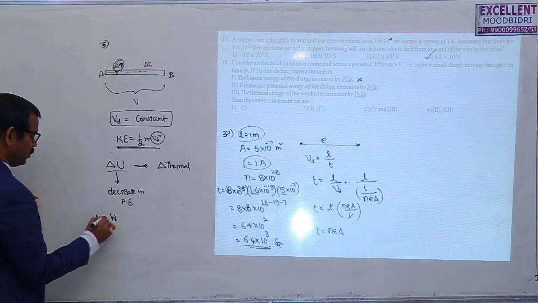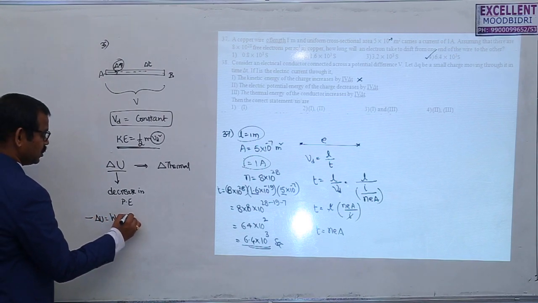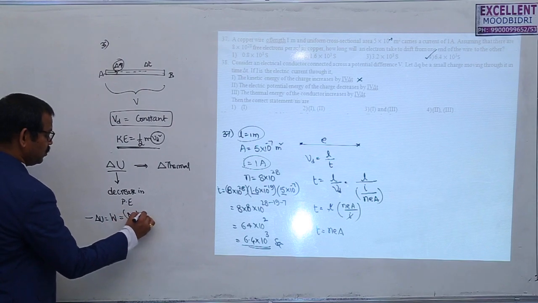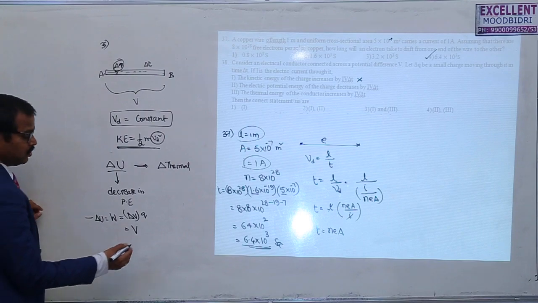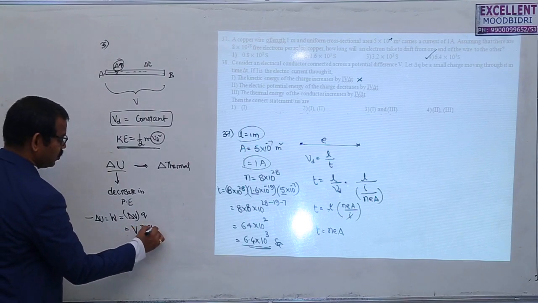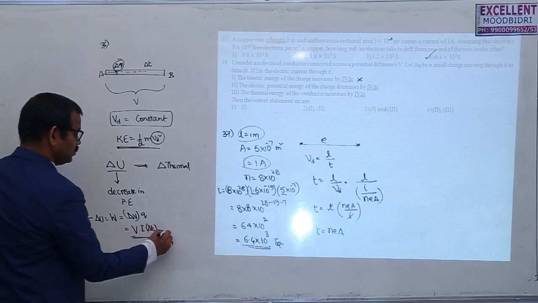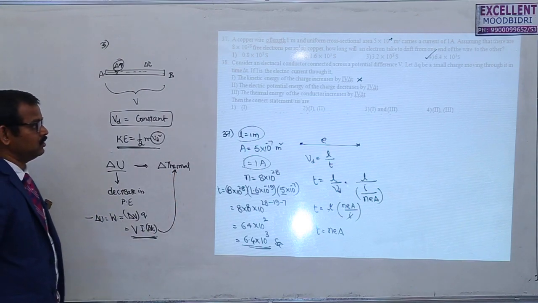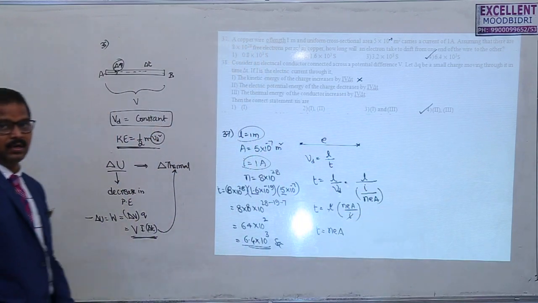So delta U, or you can write minus delta U, because potential energy is decreasing, is equal to delta V into Q. Delta V is V, I is equal to Q by t, so Q is equal to I into dt. So this is the decrease in potential energy, and this is also the increase in thermal energy. So options 2 and 3 are correct. So option 4 is correct here.